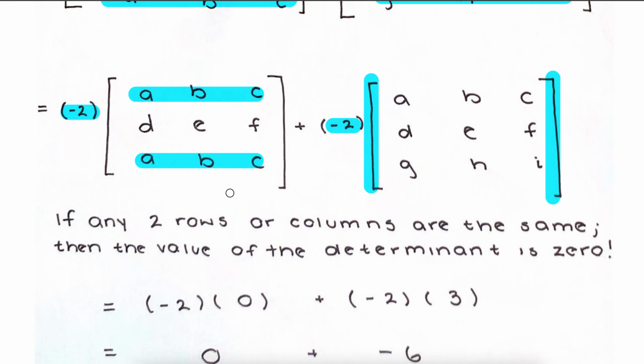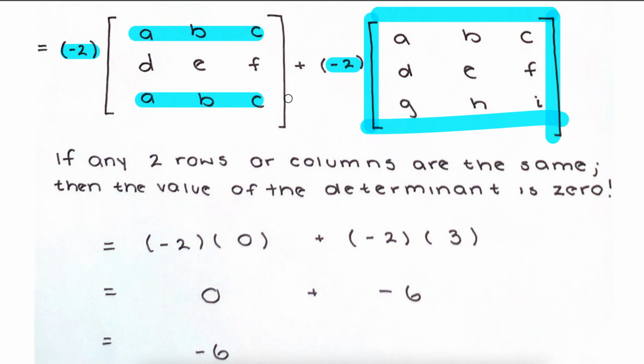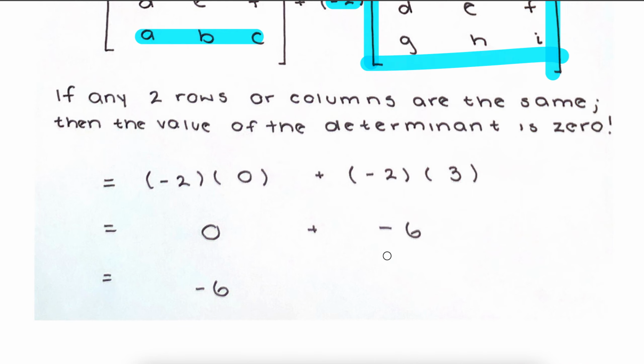So when we write it out and simplify it, we get negative 2 times 0 plus negative 2 times 3, since this matrix on the right over here is equal to the one that we're given, which is here on the top. So we're able to make that a 3, and once we solve that, we get negative 6 plus 0, and then our determinant for this equation is negative 6. Okay, so that's for part A.